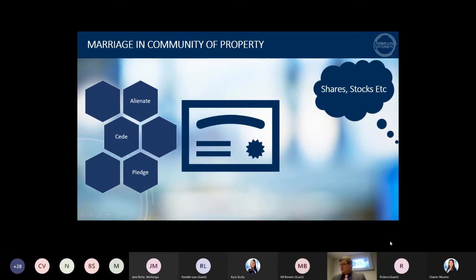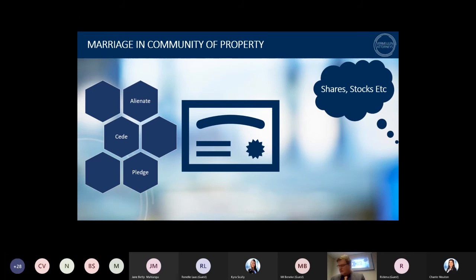Secondly, we're going to talk about shares, stocks, etc. There was also the issue of debenture bonds, and there's a big laundry list in subsection C. Be aware you cannot alienate them, you cannot cede them, and you cannot pledge them. In other words, if you've got shares in the marriage in community of property, you hold onto them unless your spouse says in writing, yes, you can sell, pledge, cede, etc.